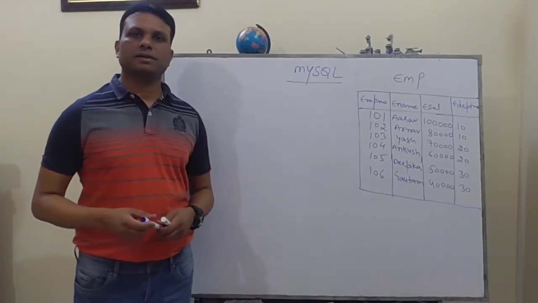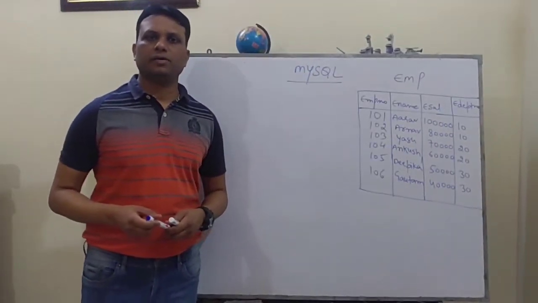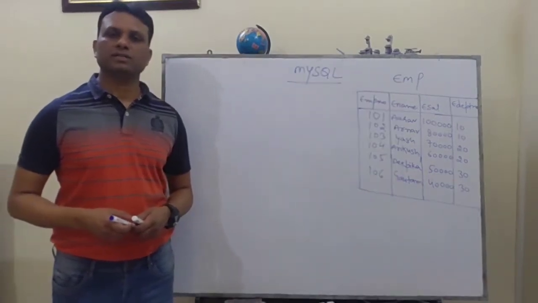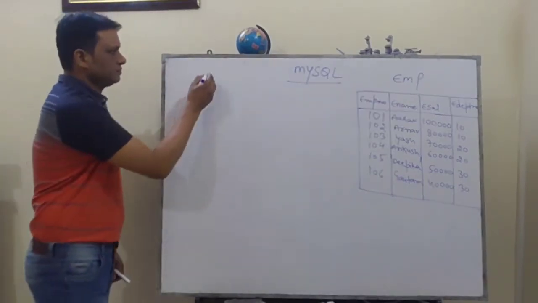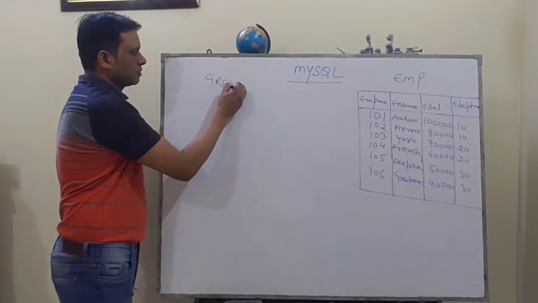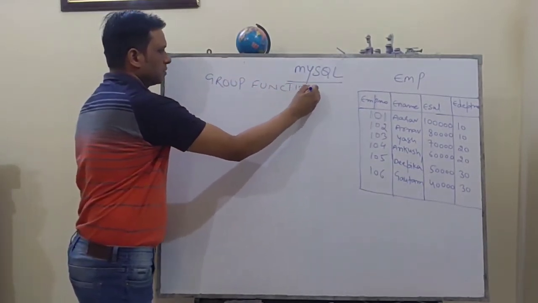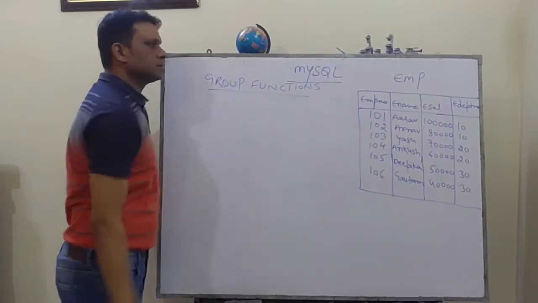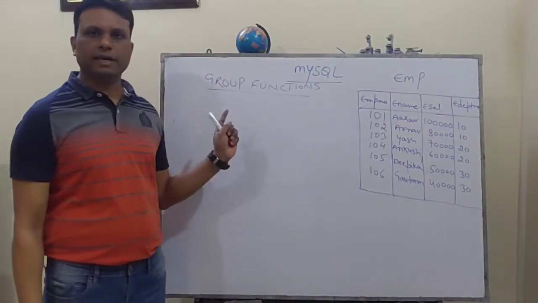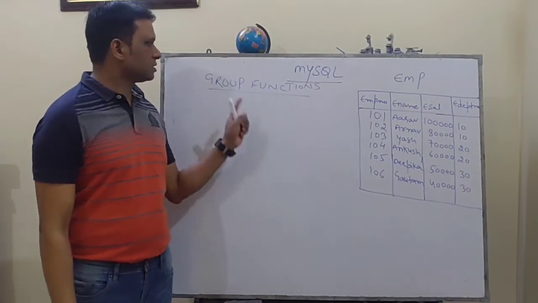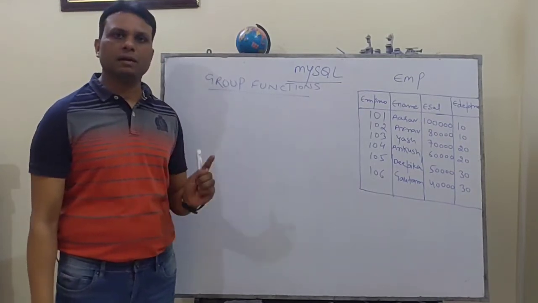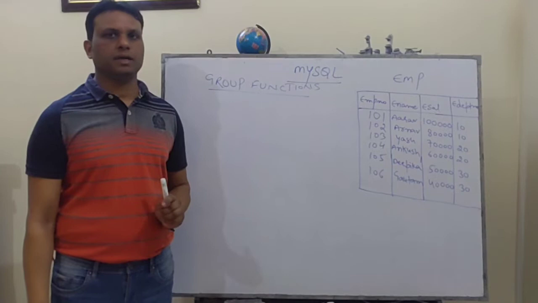Yesterday we discussed a few DML commands, and today we are going to discuss group functions or aggregate functions. Group functions or aggregate functions are those functions which are applicable on multiple records at a time.